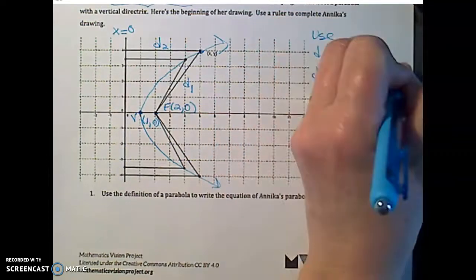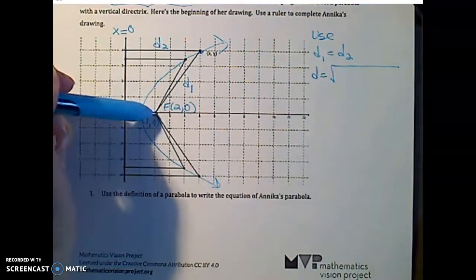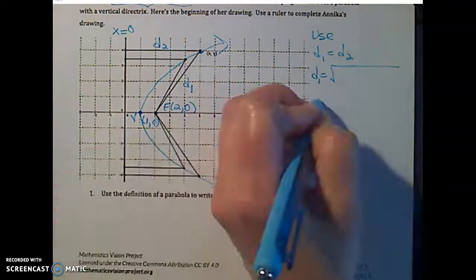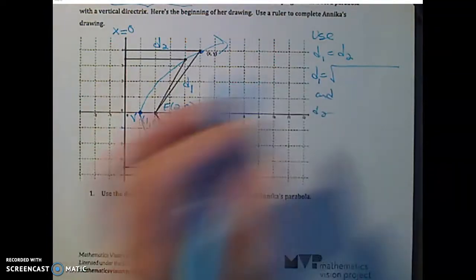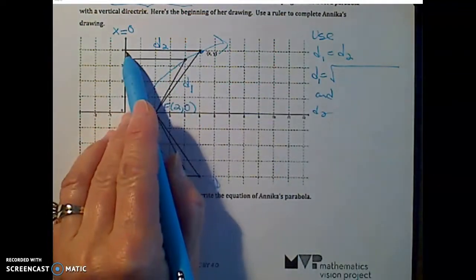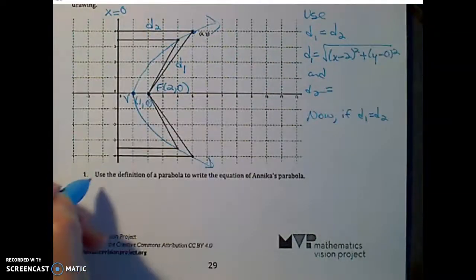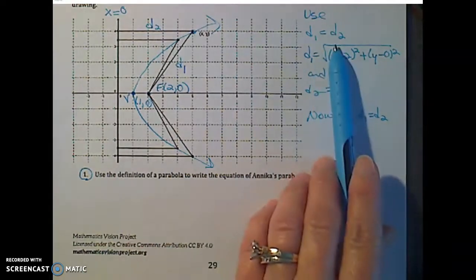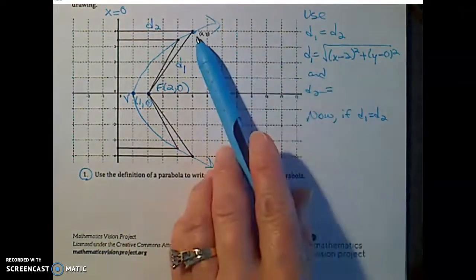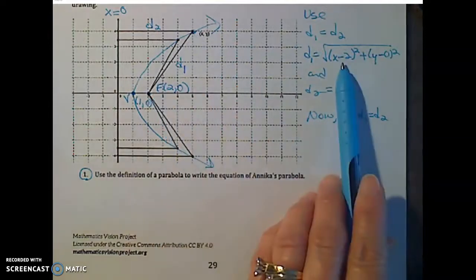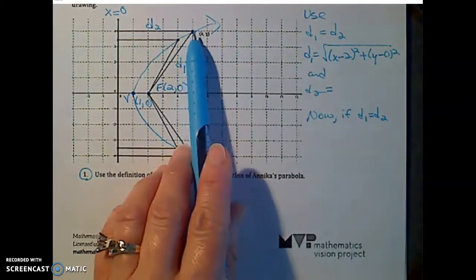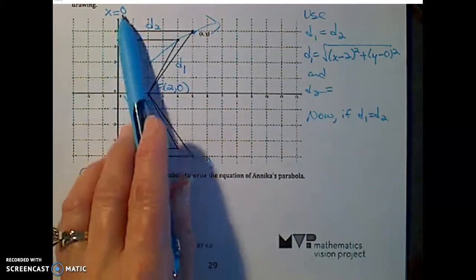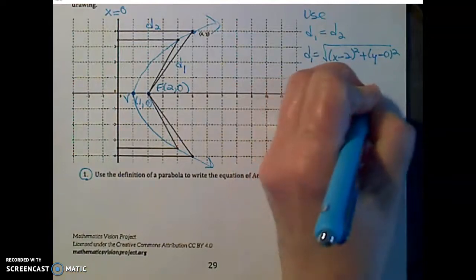d1, using the distance formula, is the distance between (x, y) and (2, 0). Plug into the distance formula for d1. And d2 is the distance between that point and that vertical line. Take a minute. Okay, so now we're using the definition of a parabola to write the equation of this parabola. d1 is equal to d2. d1 is the distance between (x, y) and the focus, which I plugged into the distance formula. And d2 is the distance between that point (x, y) and the directrix: x minus 0, which of course is just x.